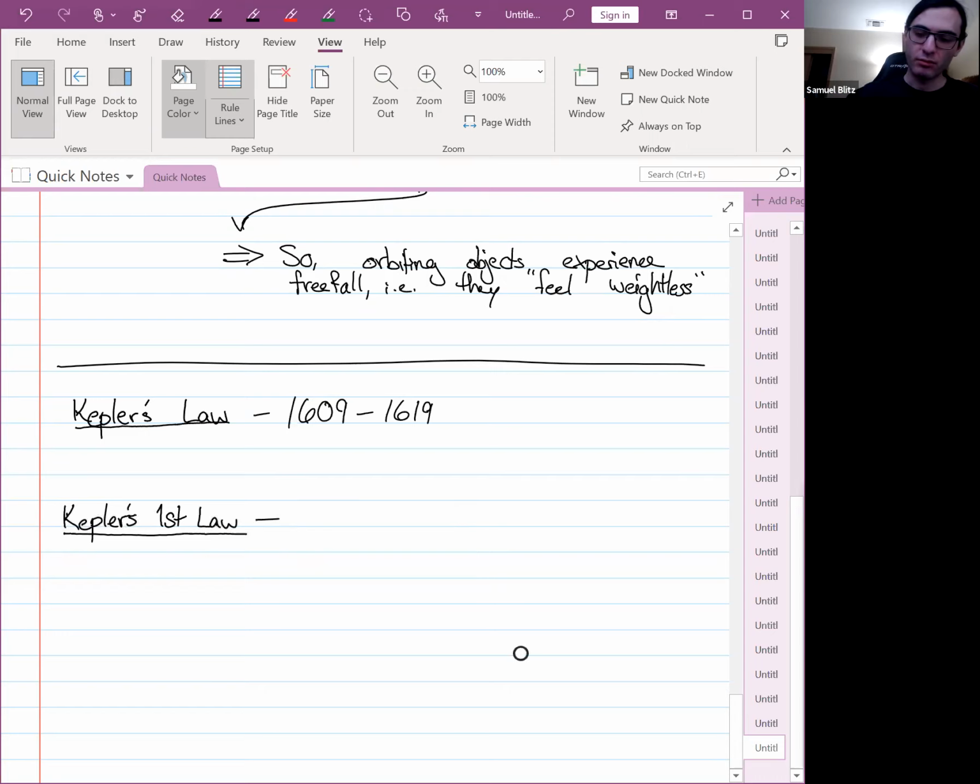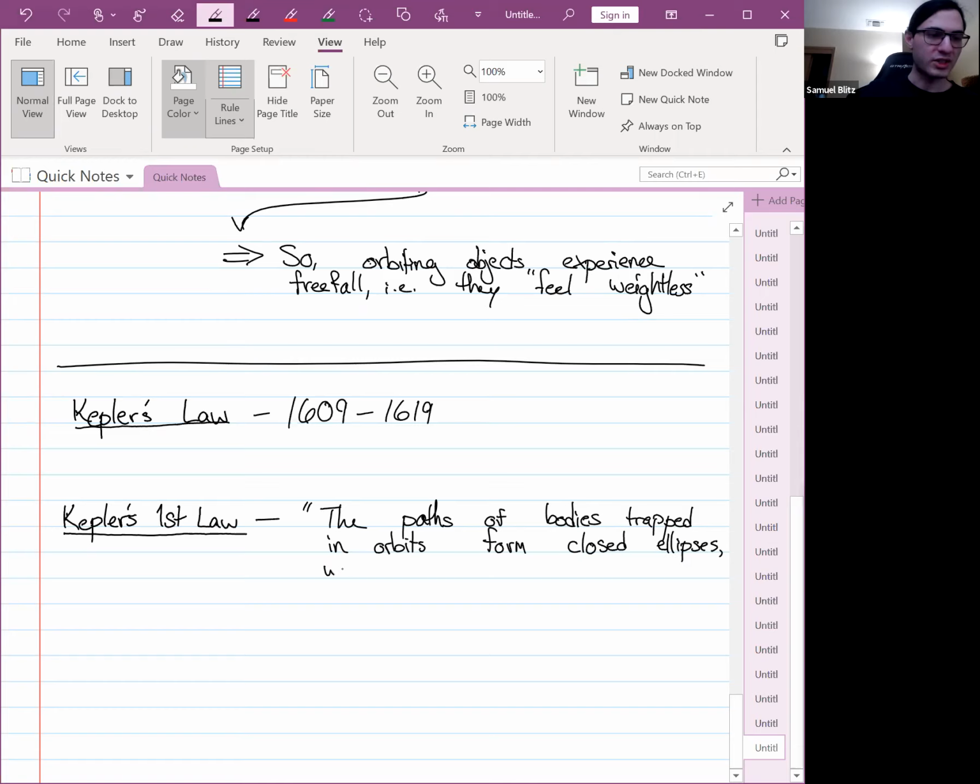Kepler's first law is the statement that, I'm going to copy this word for word if I can: the paths of bodies trapped in orbits, these are gravitational orbits of course, form closed ellipses with the gravitating body at one of the foci. Hopefully you guys remember your geometry, 8th grade, something like that.